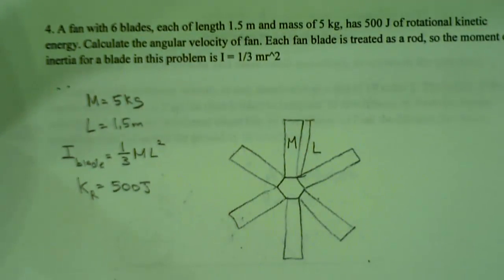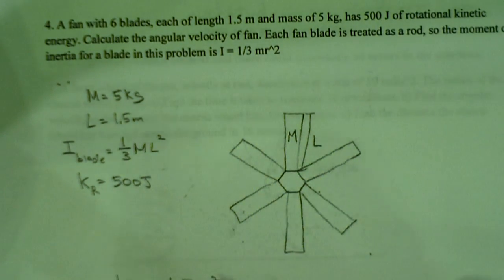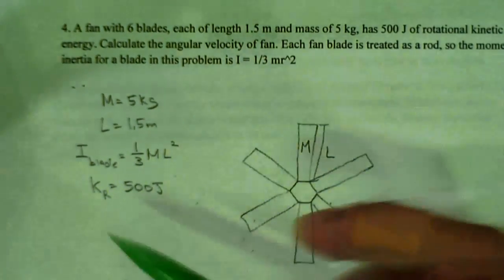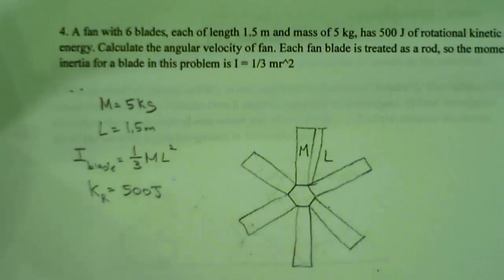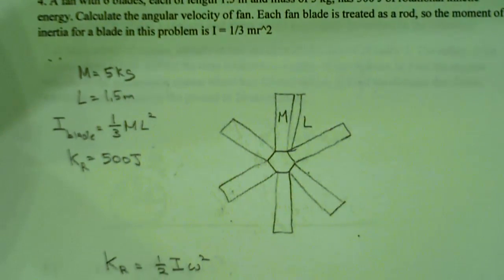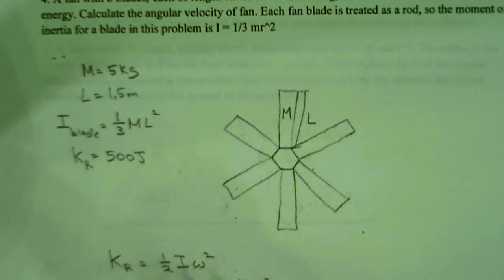So this is a picture of our fan, and it's rotating at an unknown omega, and it's given that the kinetic energy is 500 joules. And we're given the mass and the length of each blade. So this is actually a fairly simple problem. We just use the equation for kinetic energy due to rotation. That is 1/2 I omega squared.